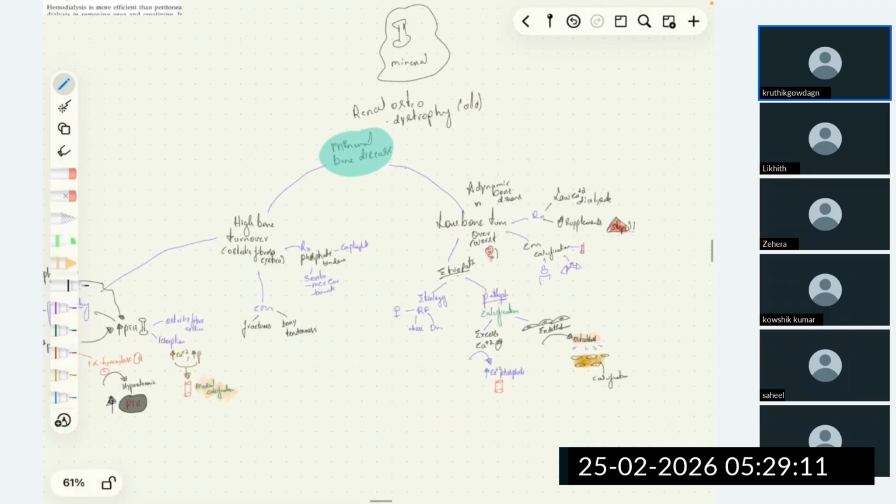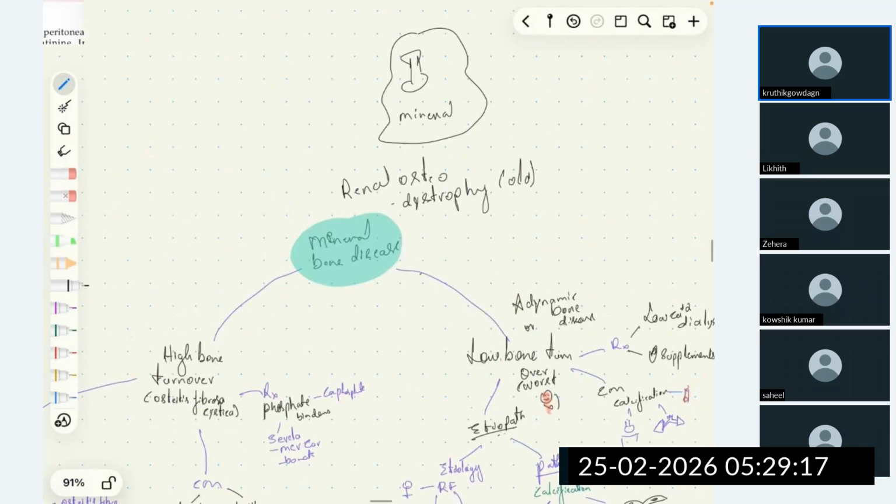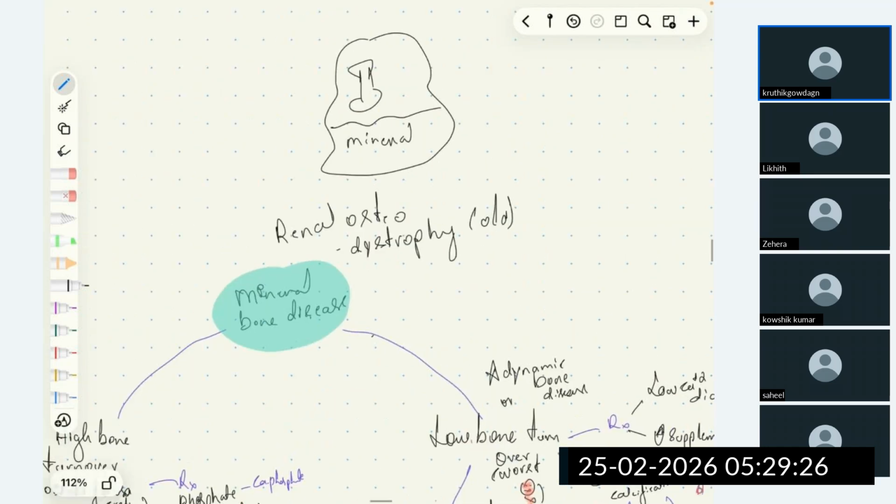Renal osteodystrophy is the old term. The new term is mineral bone disease. What is renal osteodystrophy or mineral bone disease? The term is self-explanatory. Mineral bone disease. There is mineral abnormality and bone abnormality. What are those? Let's see.